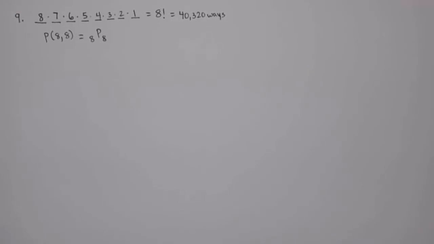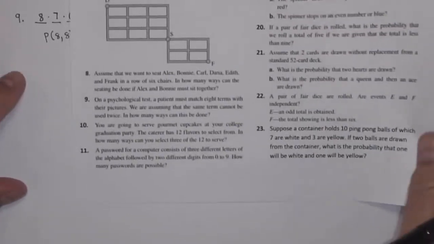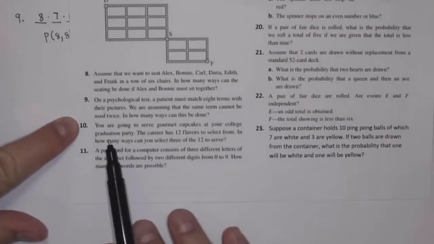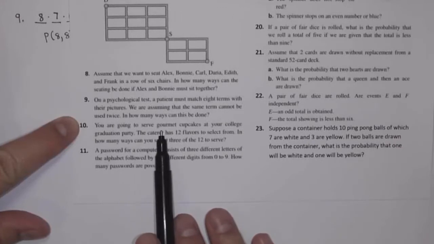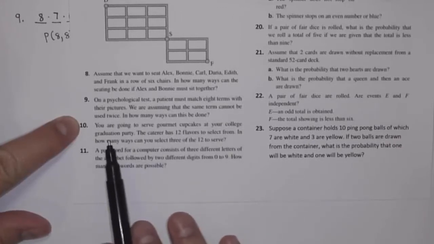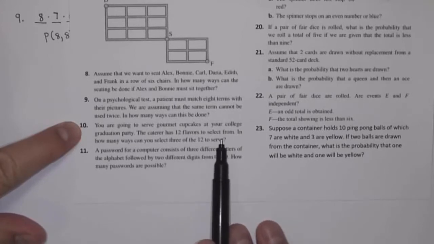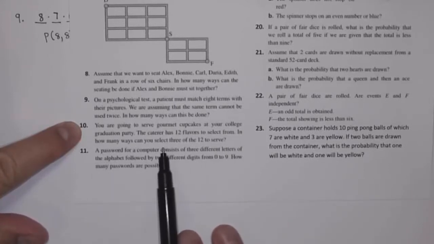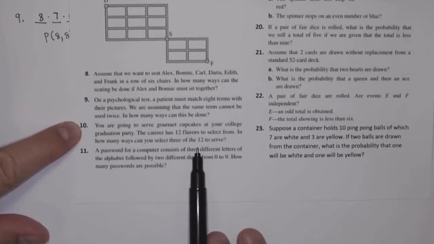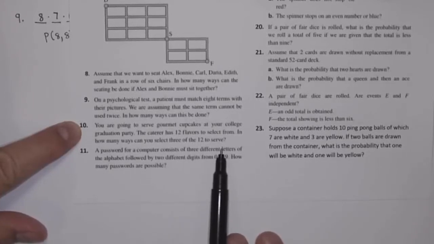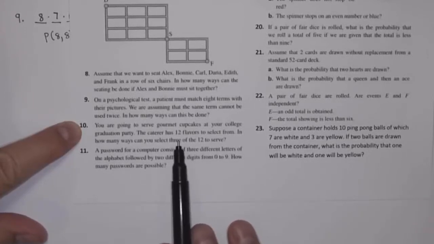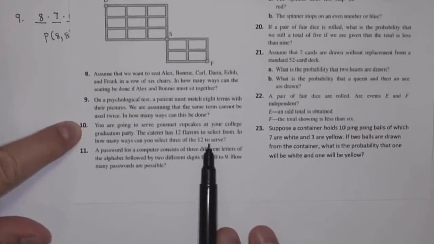Take a look at question 10. You are going to serve gourmet cupcakes at your college graduation party. The caterer has 12 flavors to select from. In how many ways can you select 3 of the 12 to serve? So we're selecting 3 of the 12 flavors.